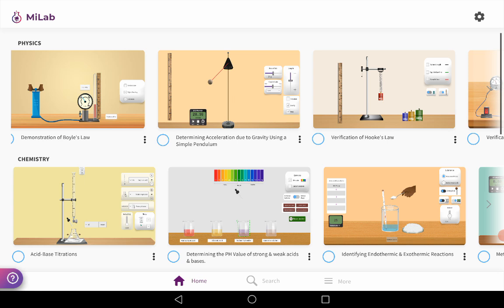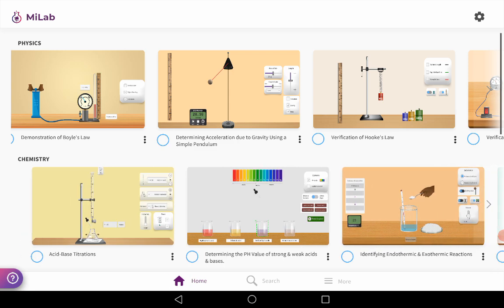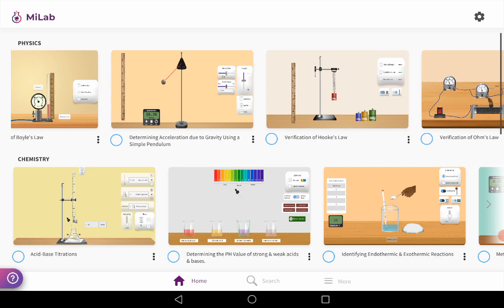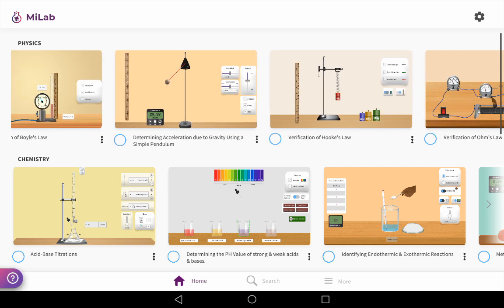Today I didn't bring any special lesson, just came to share with you the power of this application, which is called the Milab. Milab is just a set of experiments in a simulation which you can use to model a real experiment in physics or in chemistry.